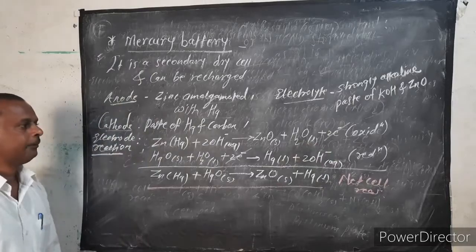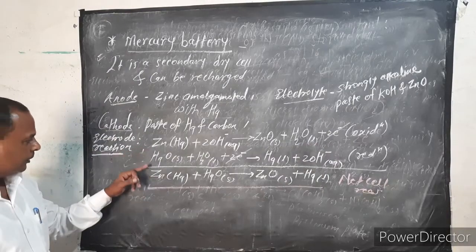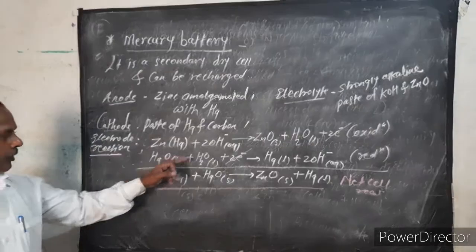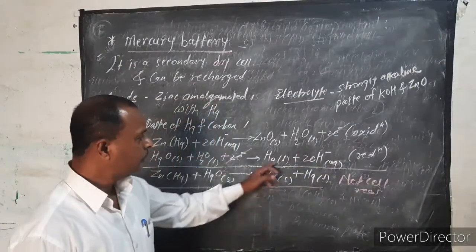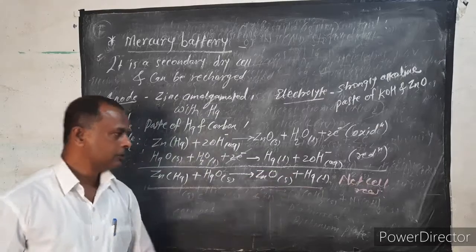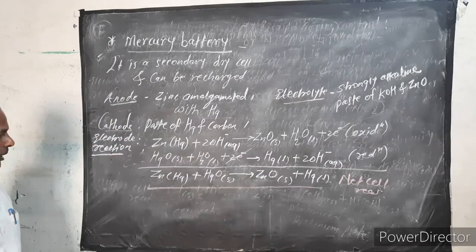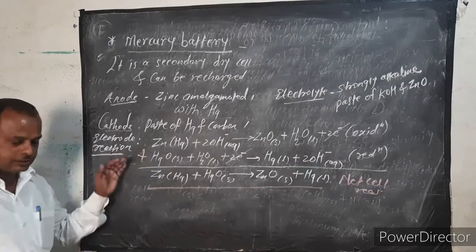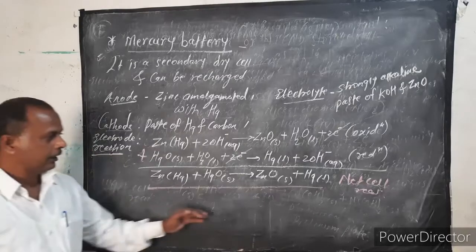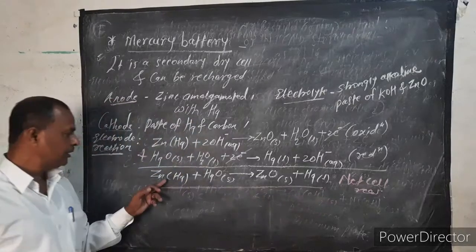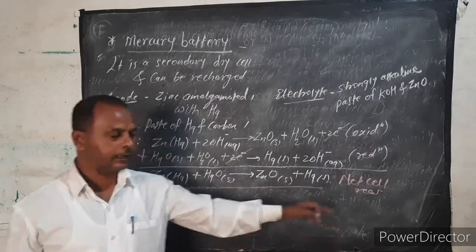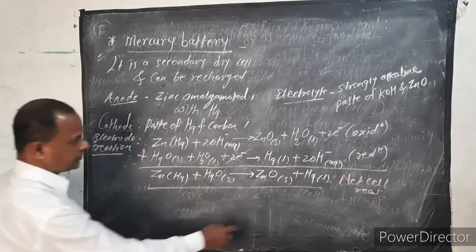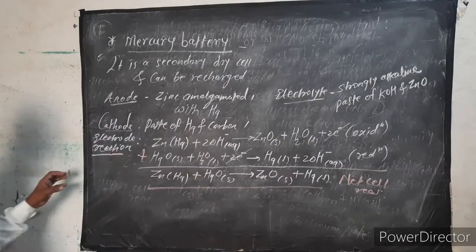This is the oxidation half reaction, this is the anode. The second one is mercury oxide plus water, gaining two electrons and forming mercury and two hydroxide ions. This is the reduction half reaction. Combining these two half reactions, we get the net cell reaction: zinc and mercury oxide, which is solid, give zinc oxide and mercury. So in this case, overall, there is no change in the electrolyte.